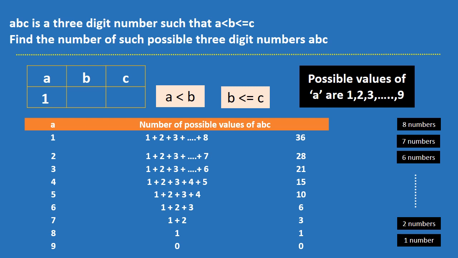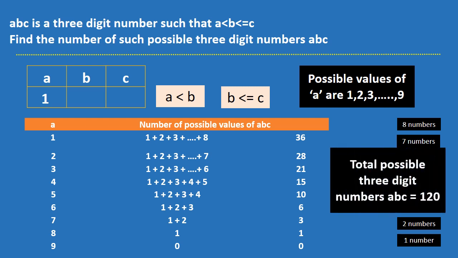So the total possible values of ABC satisfying the given condition is 36 plus 28 plus 21 plus 15 and so on up to plus 0, and that is equal to 120. So the total possible 3-digit numbers ABC satisfying the given conditions is 120.